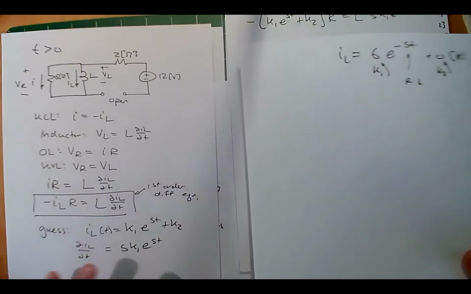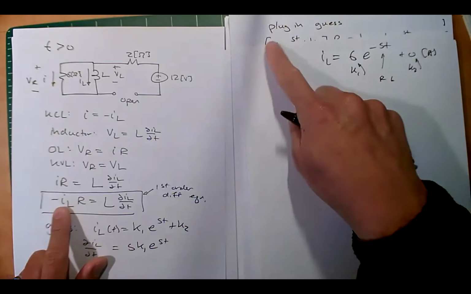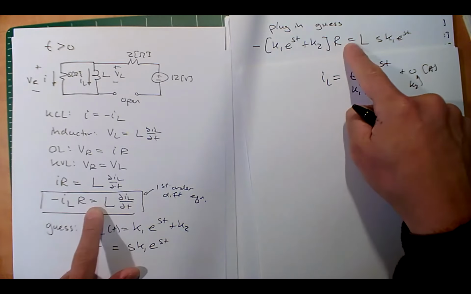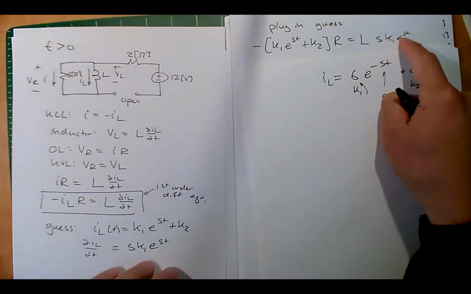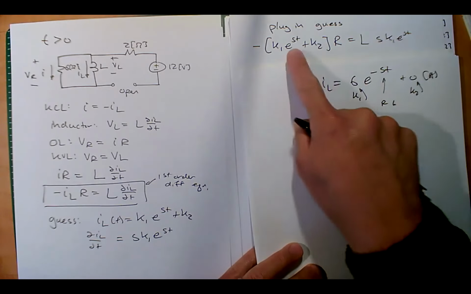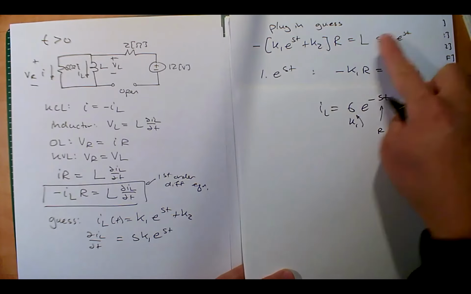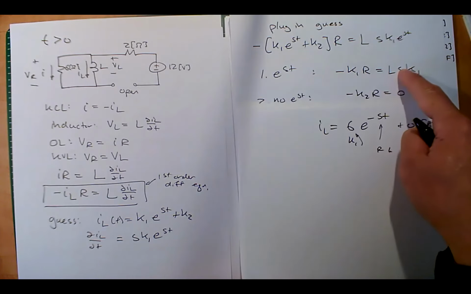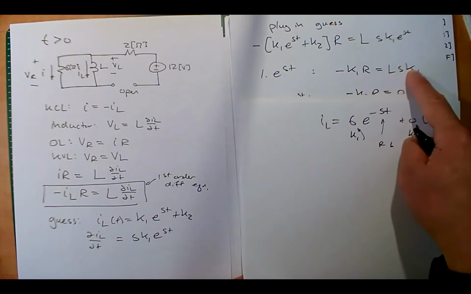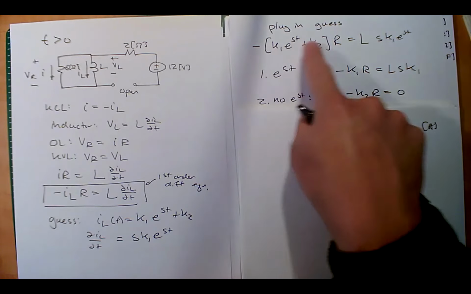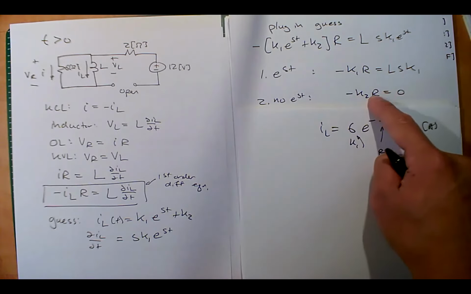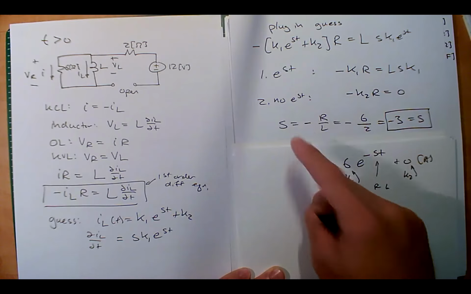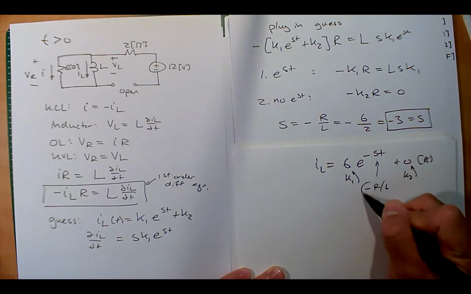So when I plug this in, let's see what I get. I get negative K1 e to the St plus K2, that's the IL, times R, equals L times S K1 e to the St. Okay, not too bad. And I identify e to the St, e to the St, good. So minus K1 R, good, and L S K1, excellent. This allows me to solve for S eventually, but let's do the other one. Minus K2 R, don't forget that minus. In this case, I think it doesn't matter. And what I see is S is negative R over L.